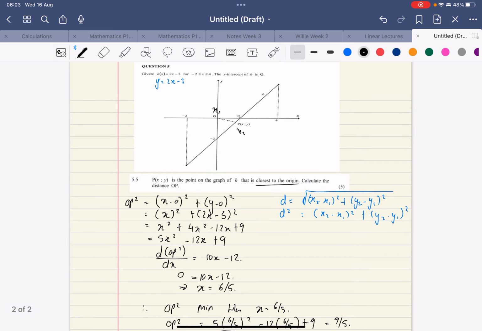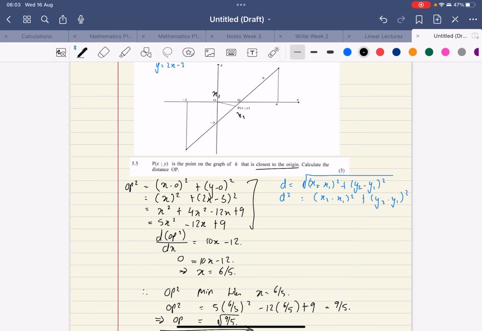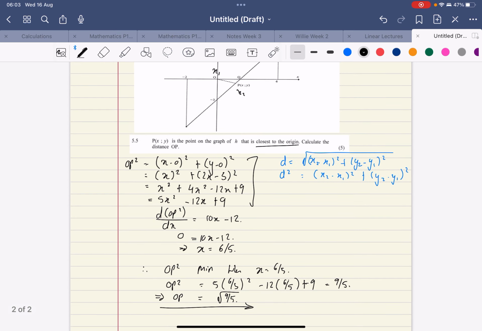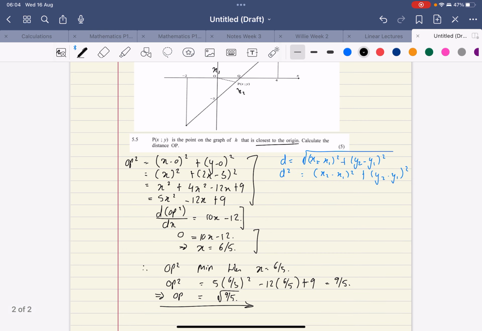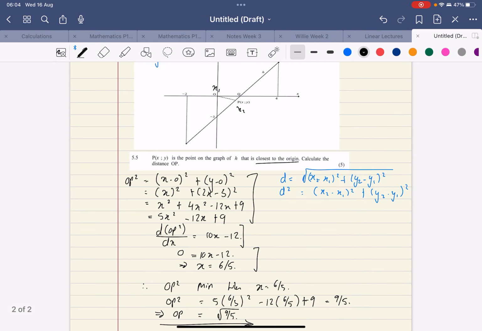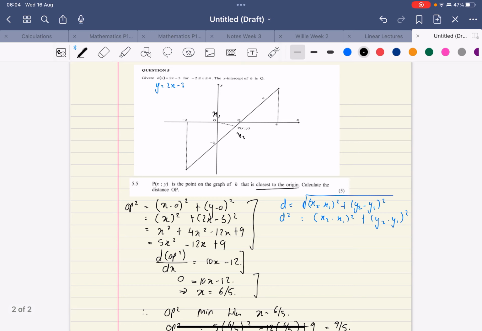Alright, so let's just recap what I did. I got OP squared as an expression, which is useful because we can find the derivative of that expression, set it equal to 0 to get the minimum turning point, sub that back into the equation that expresses OP squared, and then take the square root of that to find the distance of OP. So this is maybe a bit more of a complicated question, but when you think through the steps and you have a game plan, it becomes quite a nice question to do.